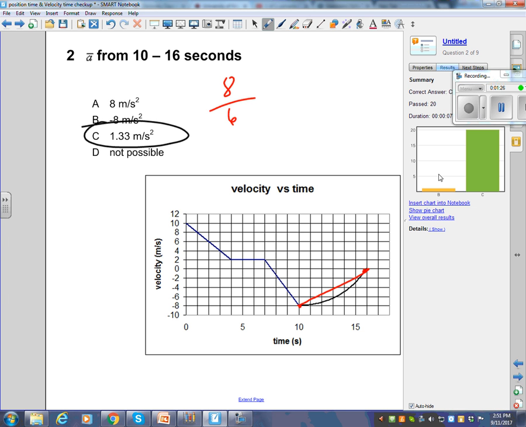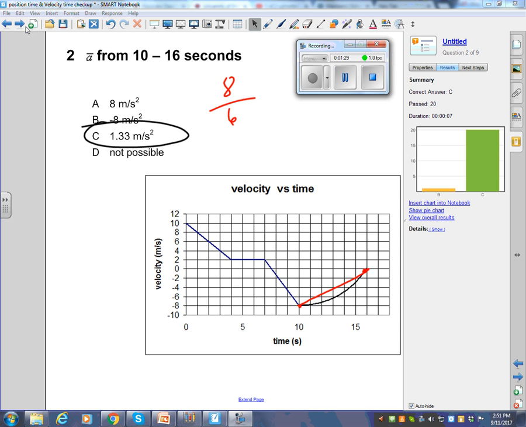Howdy do. Lots of people got that. It says C right there.